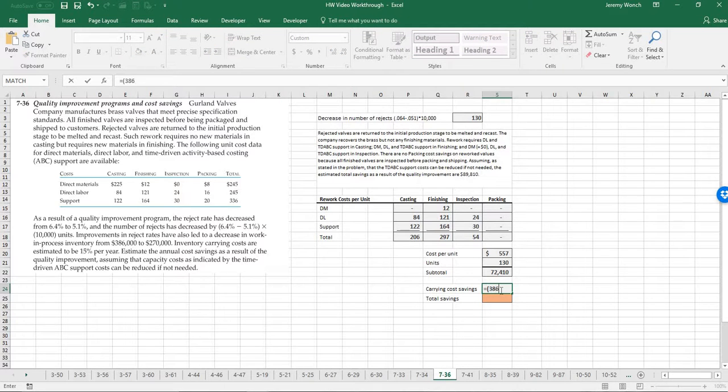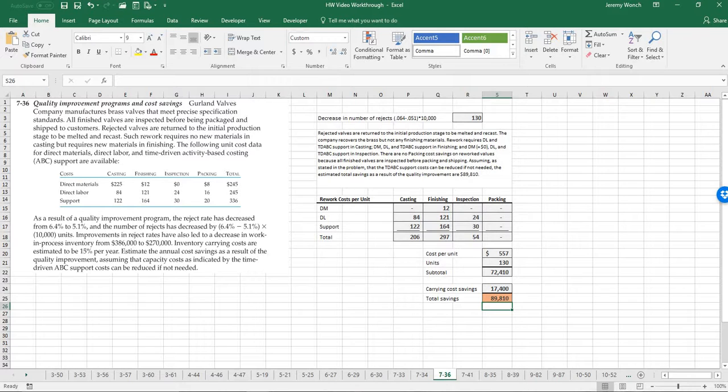We have our 386 minus our 270, so that's the difference we were able to reduce it by, and we multiply that times 15%. So we actually save inventory carrying cost of $17,400. If we add up the two, by implementing this quality improvement program, we're able to decrease cost by $89,000.